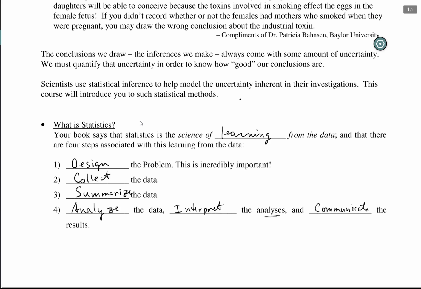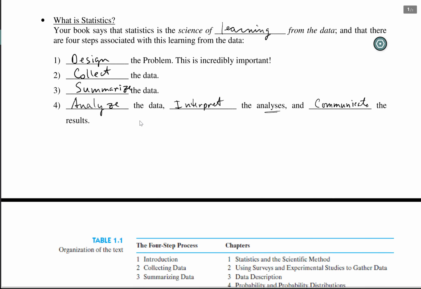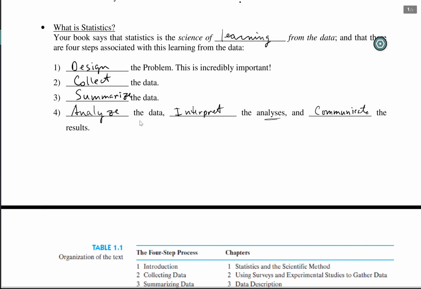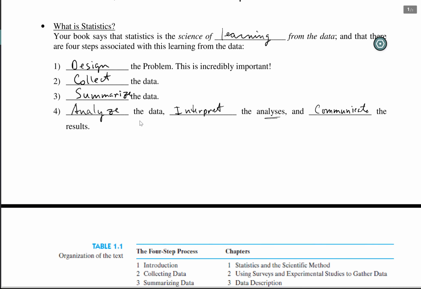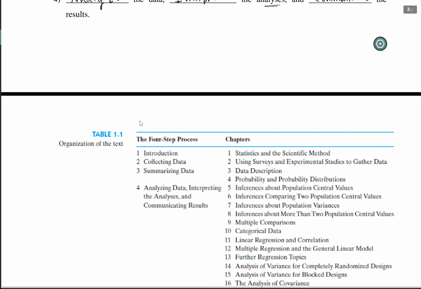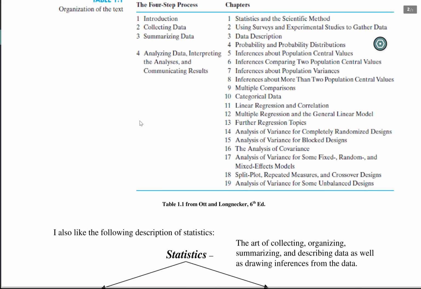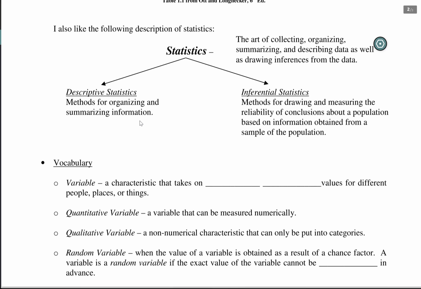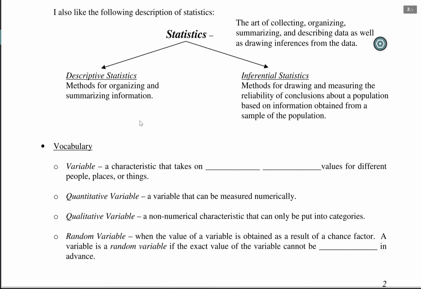Well, that is the book's definition. What is statistics? It has this nice 4-step procedure to it: design the problem, collect the data, summarize the data, analyze, interpret, and communicate. I like this other definition as well. I want to make you aware of it. The art of collecting, organizing, summarizing, and describing data, as well as drawing inferences from the data. Okay, that's the field of statistics.